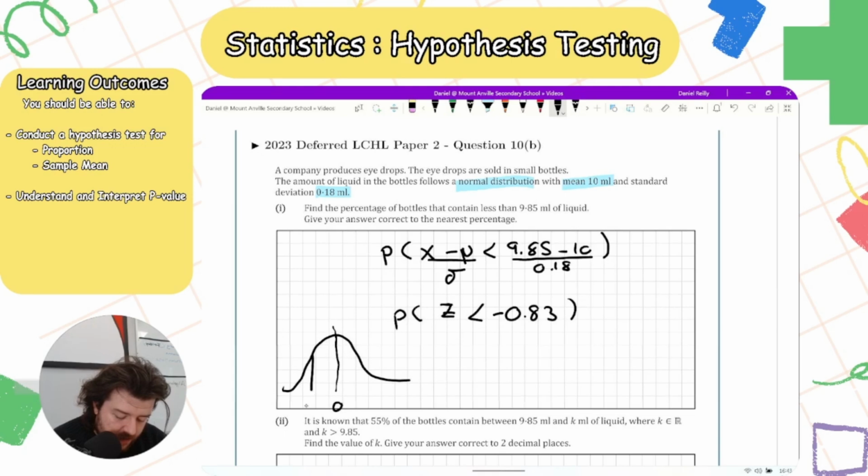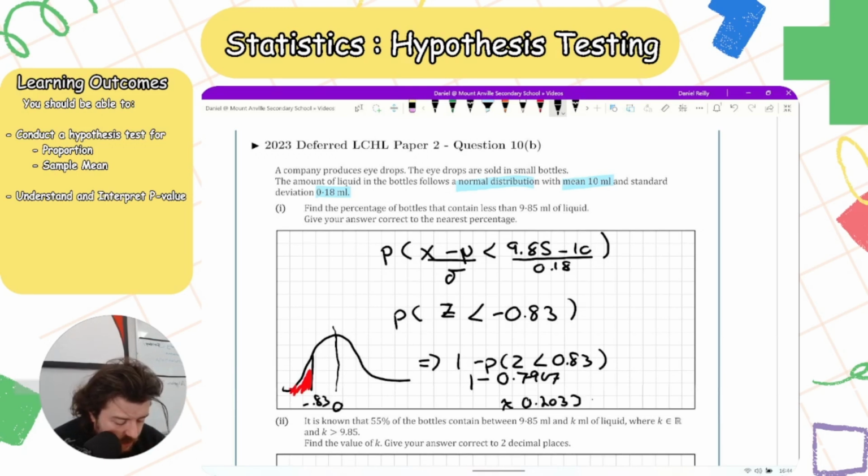So draw a rough sketch. There's 0 and minus 0.83. I'm looking for all of this. This will just be equal to 1 minus the probability of it being less than the positive, which is equal to 1 minus 0.7967. When you look this up in your log tables, we get 0.2033, which is roughly 20%. That's my answer there.